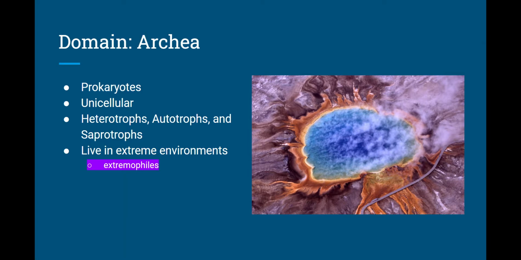Archaea, on the other hand, also prokaryotes, also unicellular, also heterotrophic, autotrophic, and saprotrophic, but they typically live in extreme environments. So here you can see the Prismatic Pool, a really famous hot spring in Yellowstone, where these different bands of colors come from different archaea or extremophile bacteria that are, some of them are anaerobic, some of them are aerobic, and them performing different functions makes different colors based on what they're eating and what they're producing. So archaea are going to be very distinct, and in fact, they're actually more related to eukaryotes than they are bacteria.